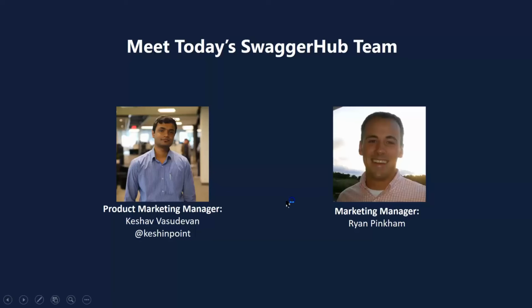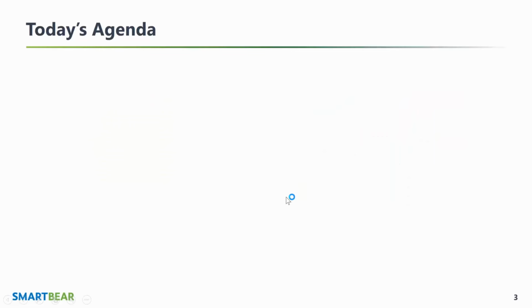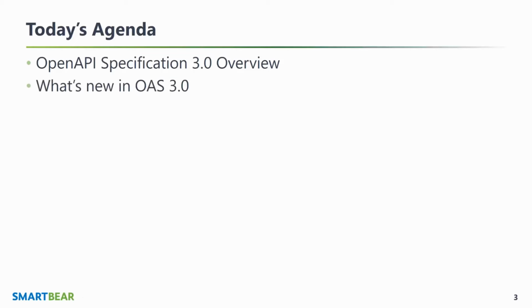Today we'll be diving headfirst into what the OpenAPI specification really is. We're going to start off with a quick overview of the OpenAPI specification, and specifically OAS 3.0. We'll be talking more about what's new in OAS 3.0. We did a webinar about that last month, which went into more detail on the new features. This is just going to be a quick overview of the highlights of the new features.